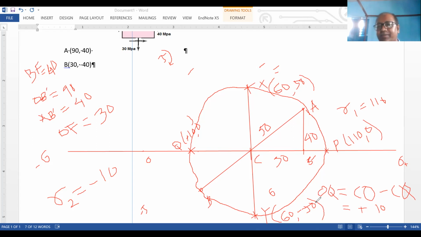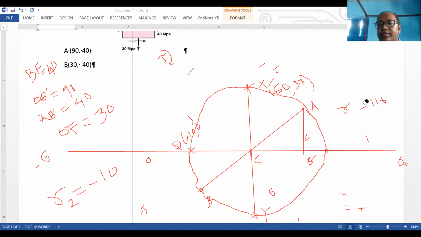Now, what is left? The angle. How will we figure out the angle? That is very easy. Let me erase all those things. I just need to figure out the angle. So you see, this is my original plane, point A.